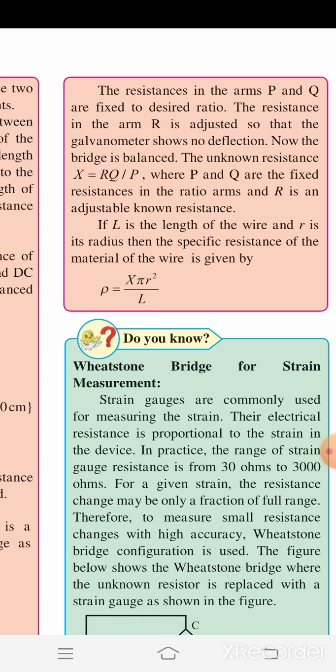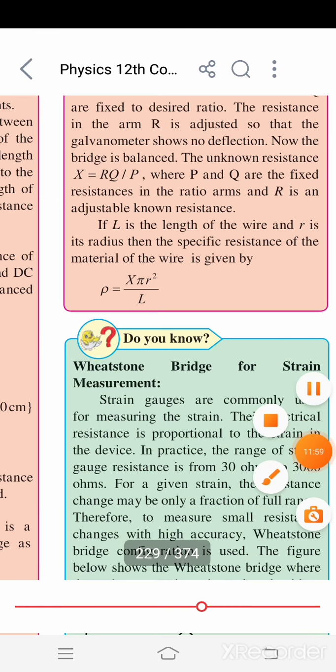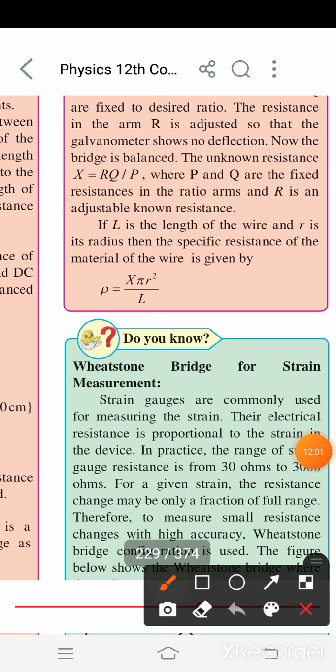The unknown resistance X is equal to RQ upon P, where P and Q are the fixed resistances in the ratio arms and R is an adjustable known resistance. If L is the length of the wire and r is its radius, then the specific resistance rho of the material of the wire is given by rho is equal to X pi r square upon L, where pi r square is the area of cross section A.